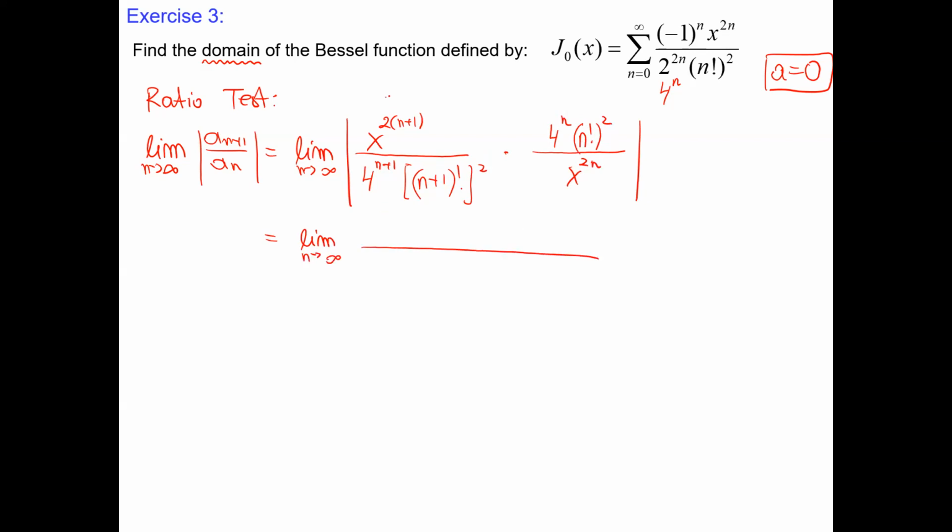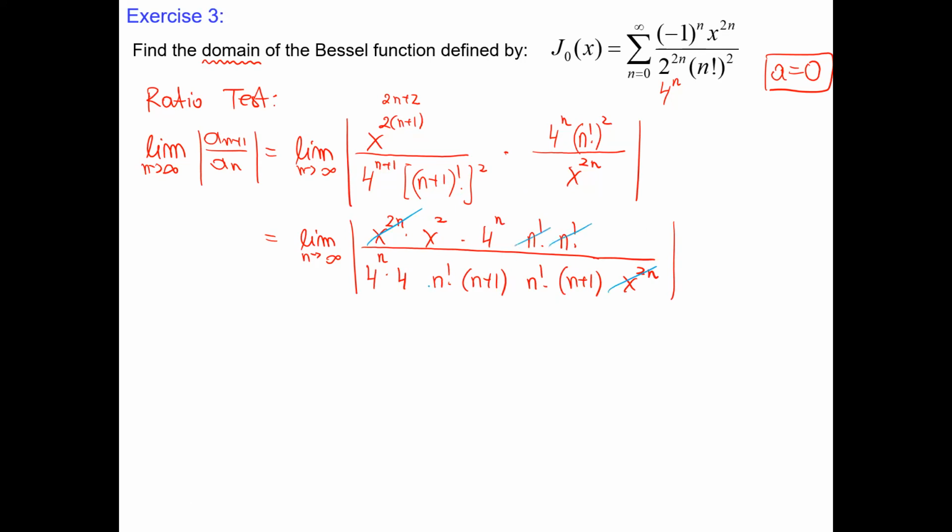Of course, we have to distribute 2n plus 2: x to the power of 2n times x squared. 4 to the n times 4. n plus 1 factorial I can rewrite as n factorial times n plus 1, and it's squared, so I can repeat: n factorial, n plus 1. Okay, the factorials are gone. 4 to the n, gone. Wow, so nice. Let's see what's left.